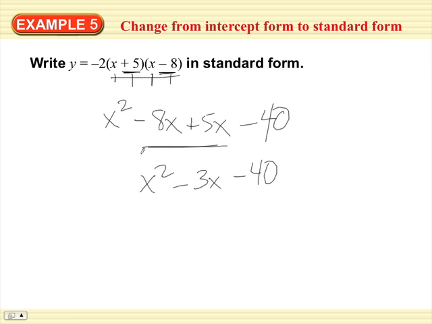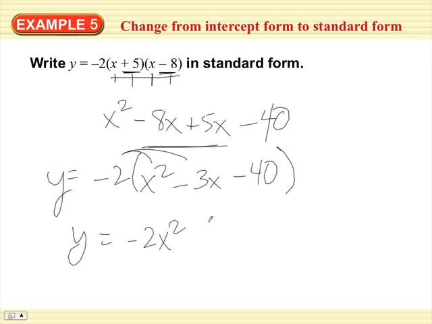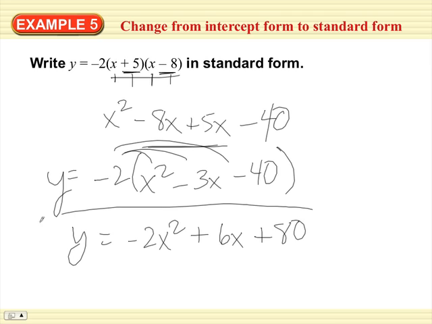But I didn't finish. People do this. I'll do that sometimes. I'll forget to multiply by negative 2. So make sure you do that. Negative 2x squared plus 6x plus 80. This is standard form.